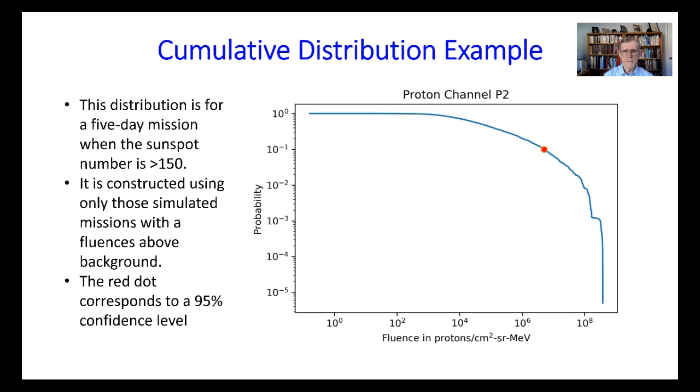This is an example of a cumulative distribution that results from this effort. The cumulative distribution shown here is for a 5-day mission with a sunspot number greater than 150. The red dot shown here is an evaluation of the bounding case fluence for a confidence level of 95% specified by the user. So that's applied to the vertical axis, and the horizontal axis then gives the bounding case fluence.